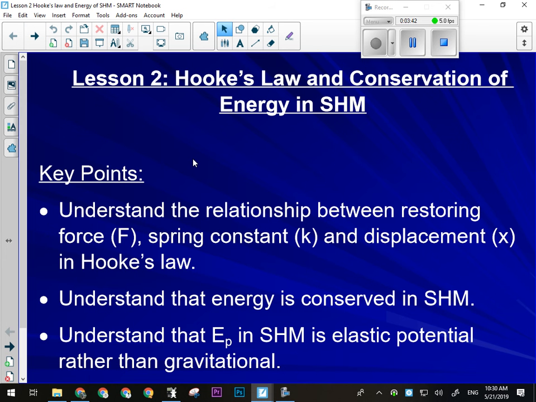All right, then let's have a look at this Hooke's law and simple harmonic motion stuff that we're going to go over today. That's lesson 2 in your notes package. The first thing we're going to talk about in this one is Hooke's law.